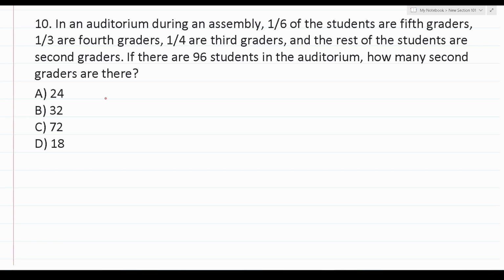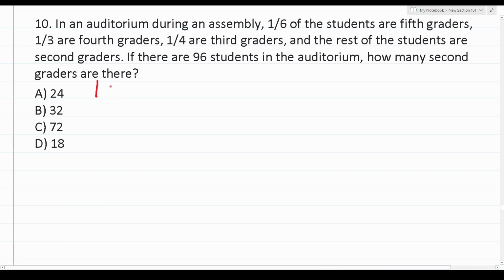All right, so this problem's a little bit tricky in as much as it tells you what fraction of the students are in 5th, 4th, and 3rd grade, but right here it just says the rest of the students are 2nd graders. So we're going to have to do some work to figure out what fraction of the students in the assembly are in 2nd grade. And here's how we're going to do that. Again, I'm going to use this 1 to represent the total number of students in the assembly.